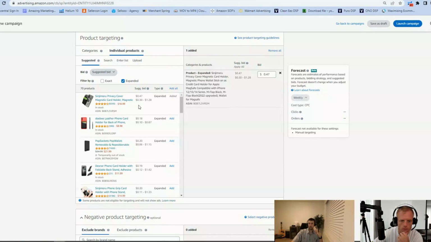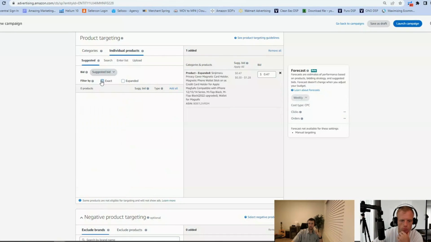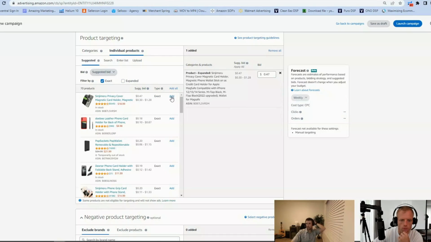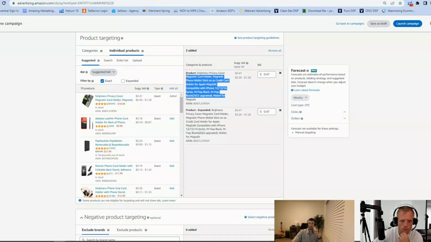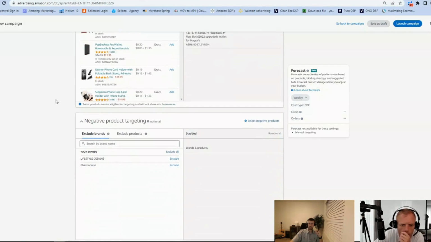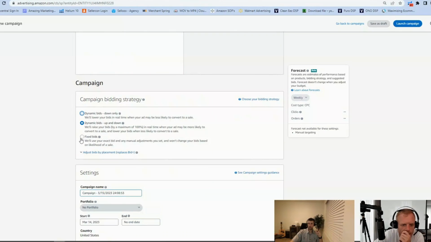And so we can click on those, or instead of an expanded, we can do an exact and say, hey, if we notice that we perform really well for this ASIN, and for some reason we get a pretty good return on this, then yeah, I will absolutely put it in as an exact so that it doesn't try and broaden out the opportunity on different products. Then dynamic bids down or fixed bid.